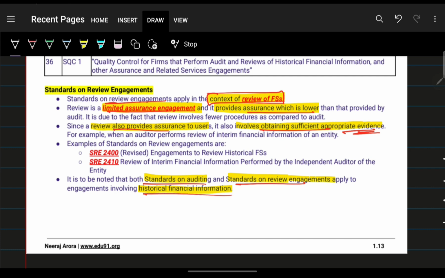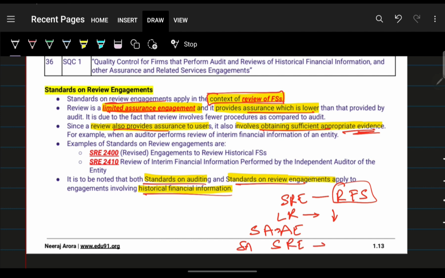Standards on auditing and standards on review engagements apply to historical financial information, which we have already discussed. So what are the key things over here? First, SREs apply on the review of financial statements or review engagements relating to financial statements. It gives limited assurance, meaning lower than the assurance given in an audit. Here also you have to obtain sufficient and appropriate evidence. And lastly, SAs and SREs are in relation to historical financial information only.